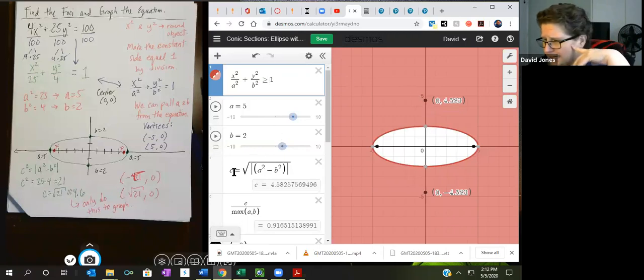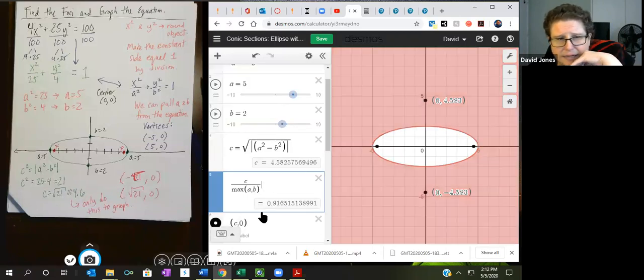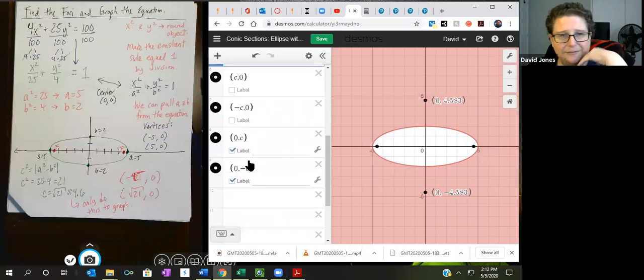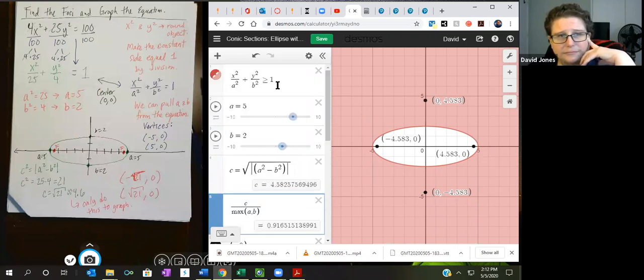And c, I said was approximately 4.6. I have it set up as a calculator right here. That's this right here. This is called eccentricity, and I'll talk about it in a little bit. I have that set up, but I've got the labels. There we go. So it's showing what we have, okay?